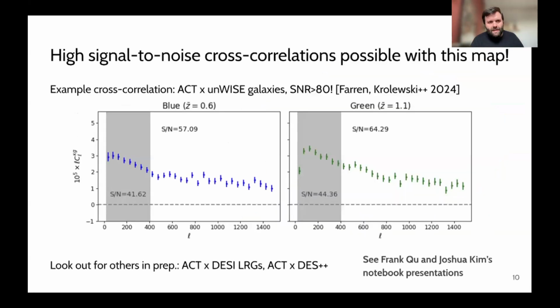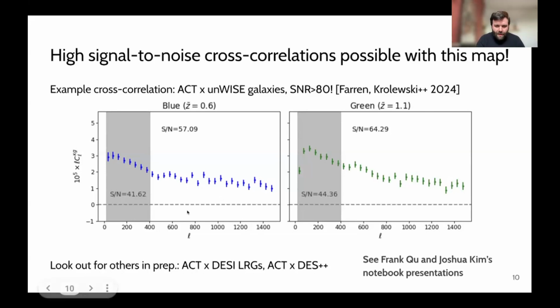I'm just going to show one example of a high signal-to-noise cross-correlation with ACT-DR6 lensing maps, just to show you the power of this lensing data set. The example will be the ACT lensing unWISE galaxy correlation that was published late last year, led by Gerrit Farren. I'm not going to be able to do justice to all the really interesting cosmology constraints in that paper that you should take a look at, but I'm just going to show the cross spectra of our ACT-DR6 lensing map with unWISE galaxies in the blue sample coming from redshift 0.6 and the green sample coming from redshift 1.1.